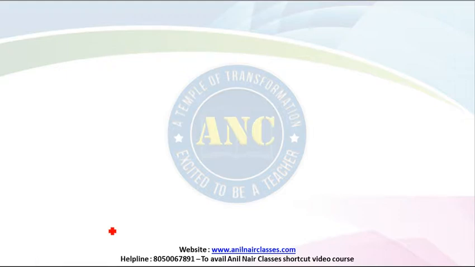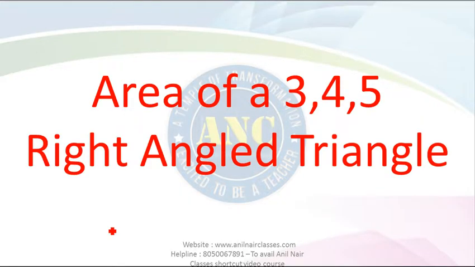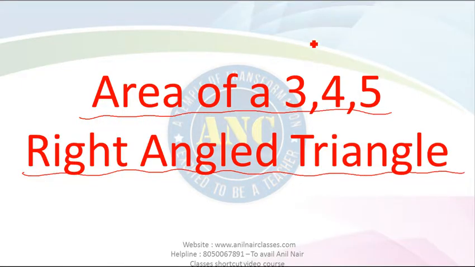Now the next topic we are going to discuss is right angled triangles. I am sure that you are aware of right angled triangles already. In particular, which right angled triangle are we going to discuss? It is a 3, 4, 5 right angled triangle. Sir, what is the meaning of this 3, 4, 5 right angled triangle?